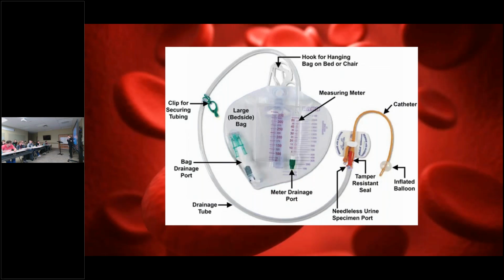What is this? Mama Troy's favorite thing. Yeah, it's a Foley catheter. This is every nurse's favorite thing. They're like, do we have a catheter? Man, we don't have a pulse.